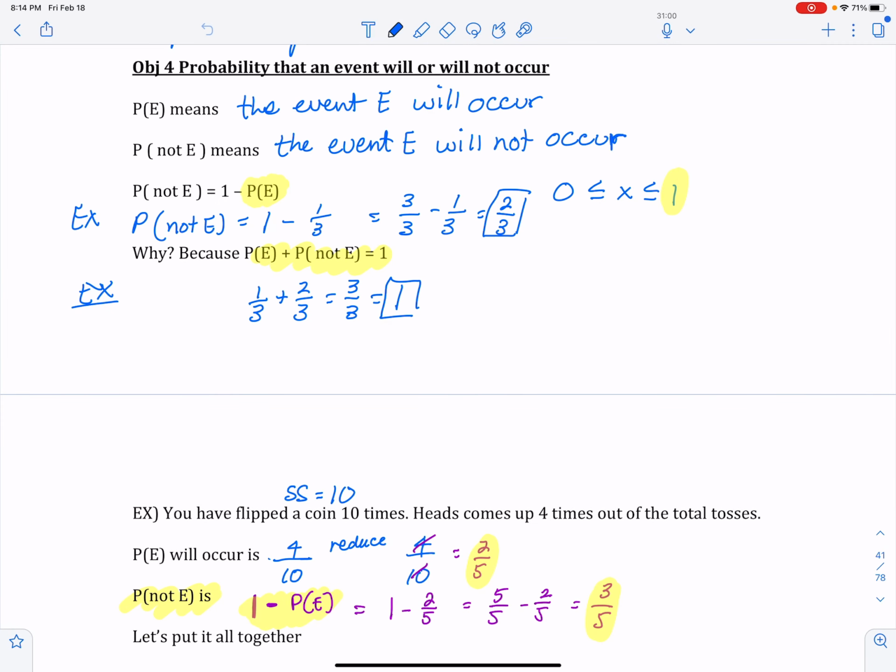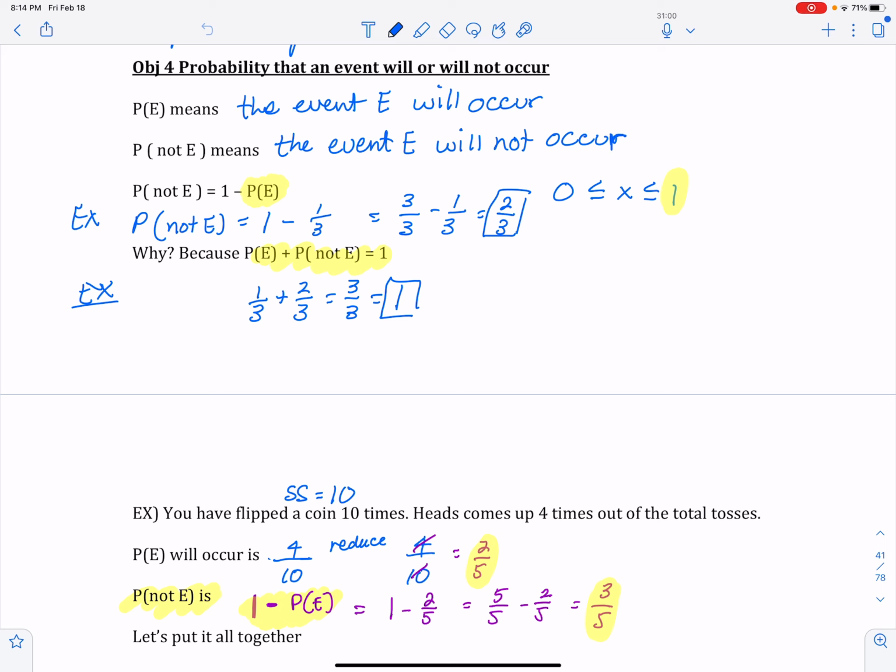All right, this is 11.1 part 2. I went over objectives 1 through 3, and we talked about how to find probability. Remember, if you see a capital P with an E, that means the probability that an event will occur. So whatever it equals is its outcome.